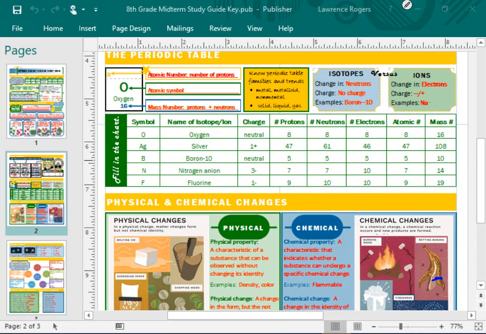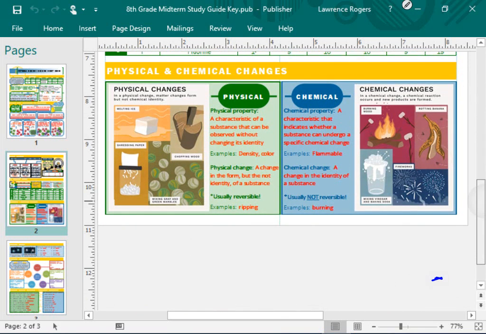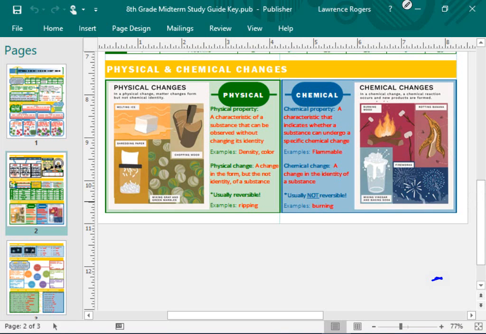All right, let's look at physical changes and chemical changes. A physical property is a characteristic of a substance that we can see without changing its identity. So hear, smell, taste. We're doing chemistry right now, so we're really not tasting anything, but you get the idea. Touch and hear. These are the senses we would use to find physical properties.